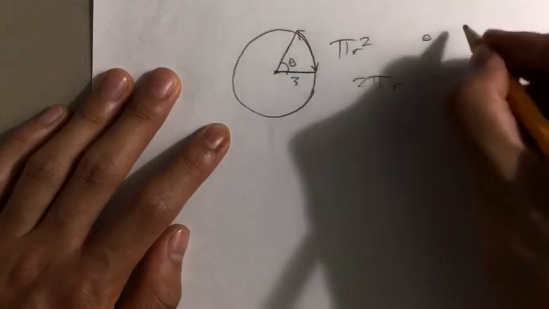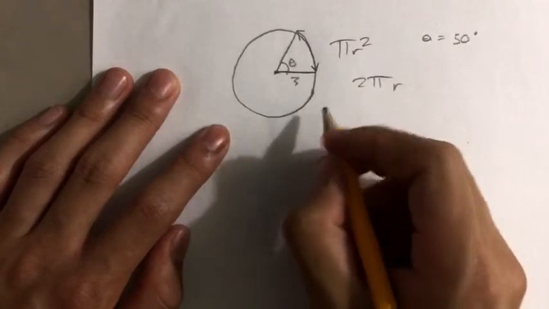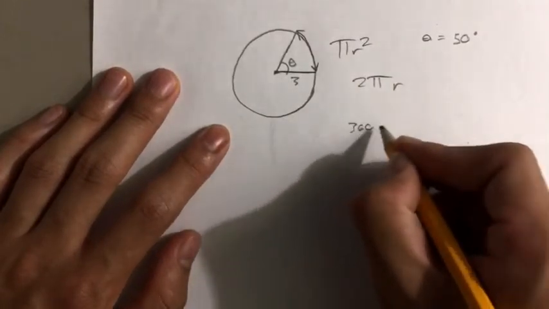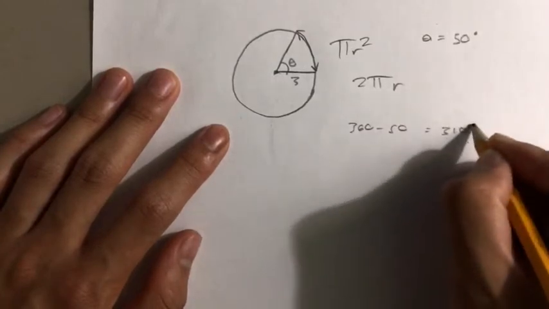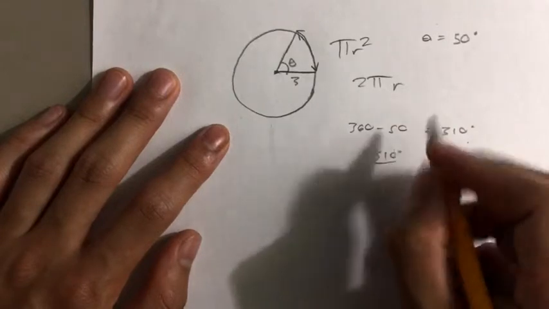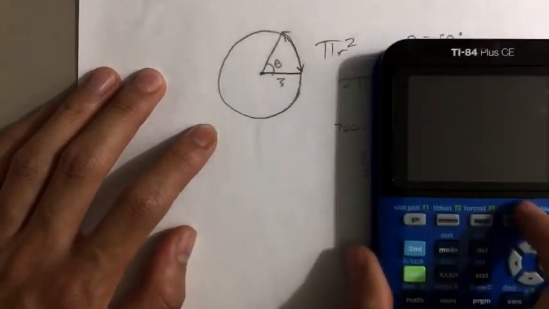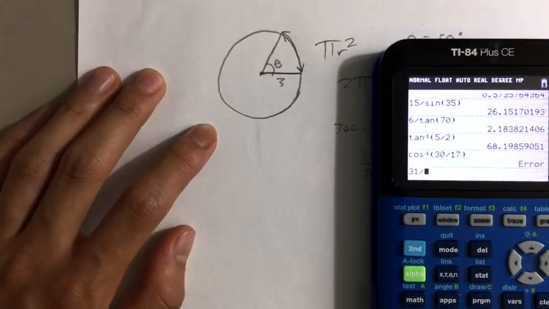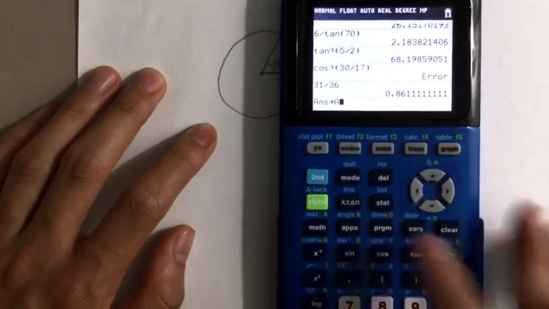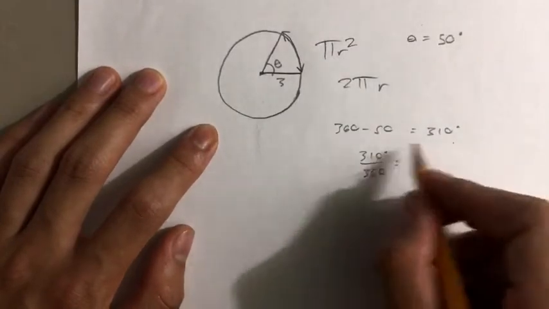And this theta equals, let's say, theta equals 50 degrees. So let's find this arc length. Well, all you gotta do is subtract 50 from 360, so that gives you 310 degrees. And basically the ratio of degrees is 310 over 360, so you can just compute that, 31 divided by 36, and you want to store that in your calculator. So let's store that in our calculator. And let's just remember that for now.